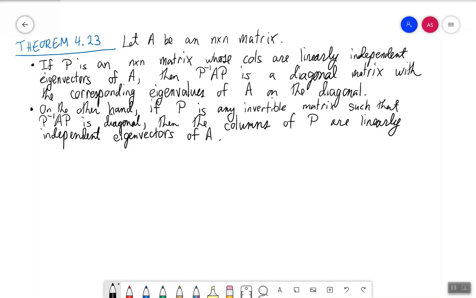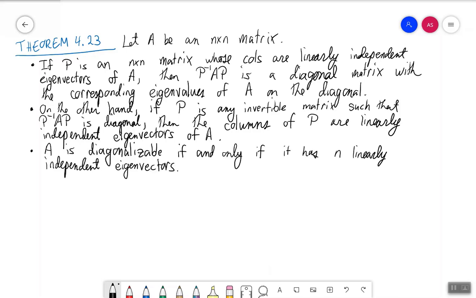On the other hand, if P is any invertible matrix such that P inverse AP is diagonal, then, by what we showed above, the columns of P are linearly independent eigenvectors of A. And from these two parts, we conclude that A is diagonalizable if and only if it has n linearly independent eigenvectors. Which brings us to the goal of the rest of this course, and that goal is to find enough linearly independent eigenvectors of a square matrix.